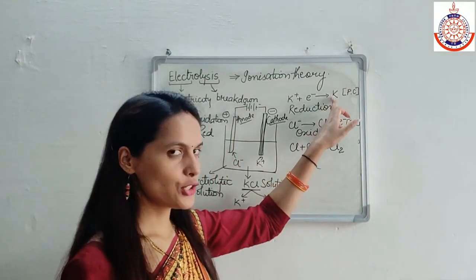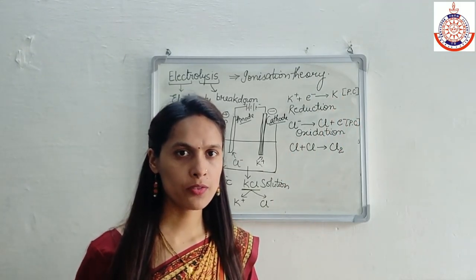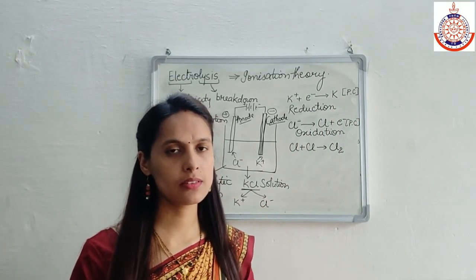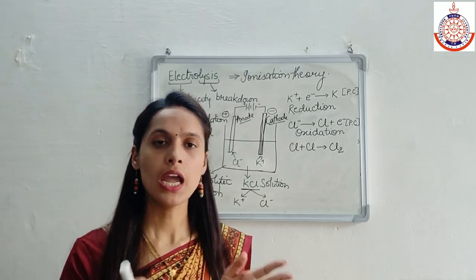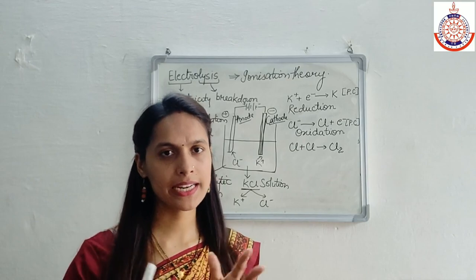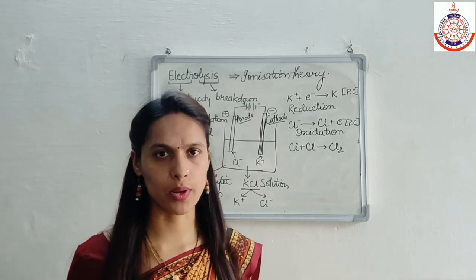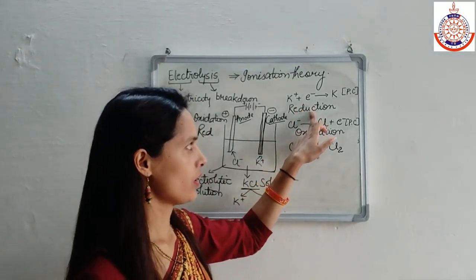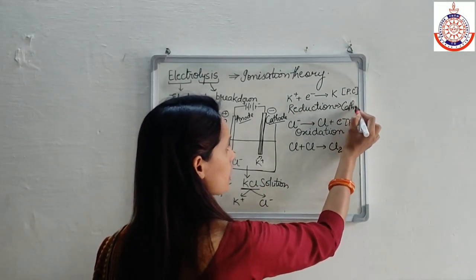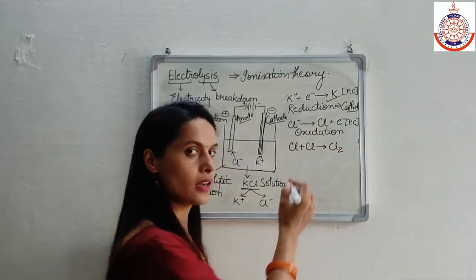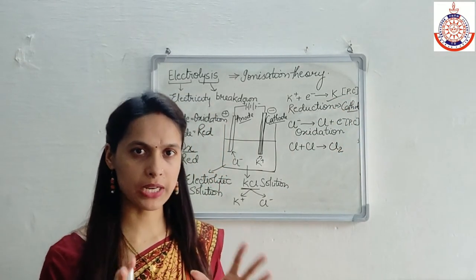Clear? Potassium is stable in its monoatomic form, so it remains as such. It means that as soon as K positive reaches its respective electrode, it gains one electron and gets converted into K, which is the stable one. So at cathode, I got potassium. Clear? At cathode, I got potassium.